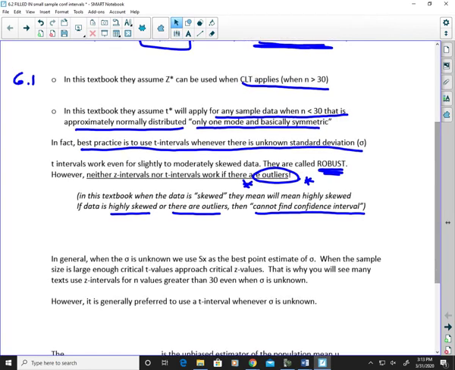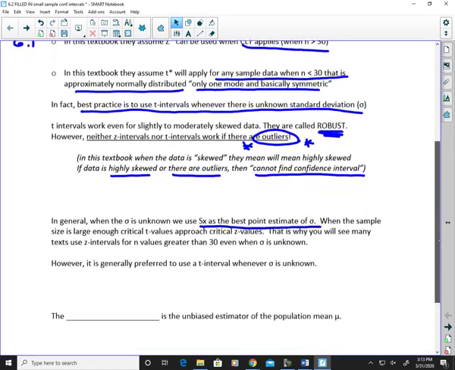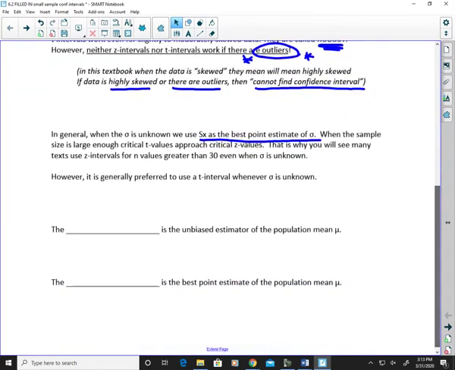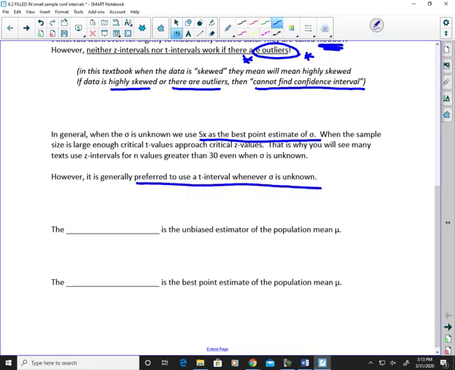confidence interval doesn't apply, or cannot find confidence interval. Okay, so in general, when sigma is unknown, we're going to use the sample standard deviation as the best point estimate of sigma. And when the sample size is large enough, critical t values actually get closer and closer to critical z values. That's why you'll see many texts use the z intervals for sample values greater than 30, even when sigma is unknown. Again, it's generally preferred to use t when sigma is unknown, and that's what I'm going to do.